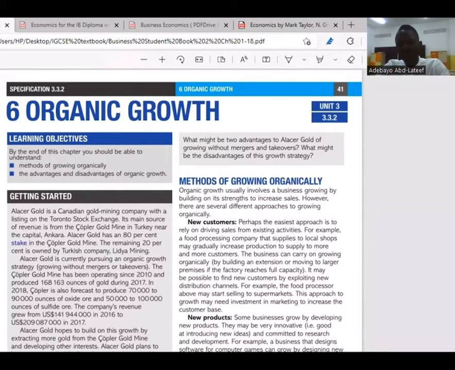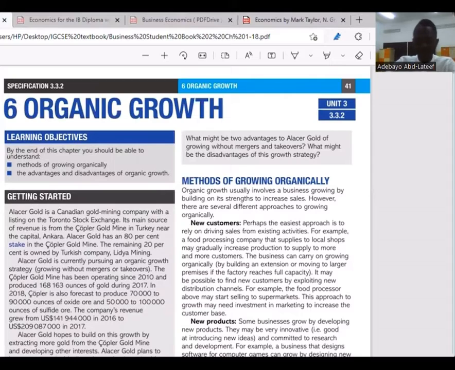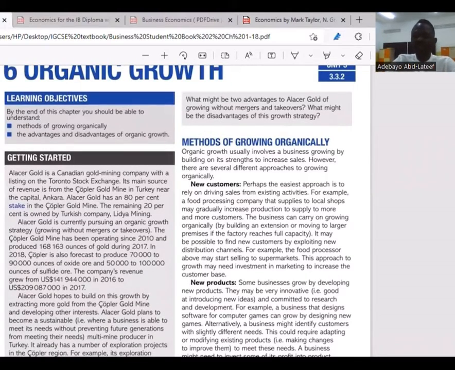So when we talk about organic growth, we're saying that a business has tried to expand using its own natural resources. The business does not take any resources from outside of the business. That is what organic growth is. So here I wrote, it usually involves the business growing by building on its strength to increase sales. So organic growth involves a business trying to use its own capacity, its own ability to increase its sales. That is what organic growth is.